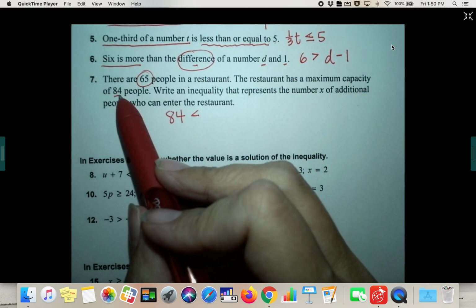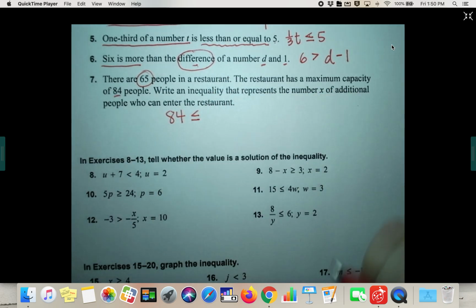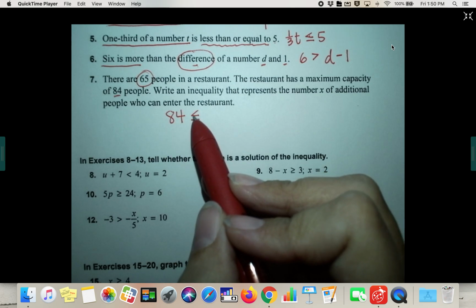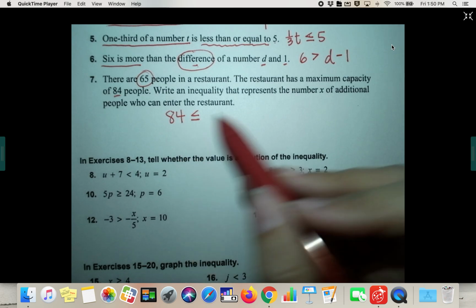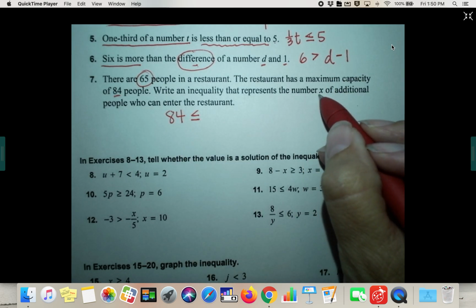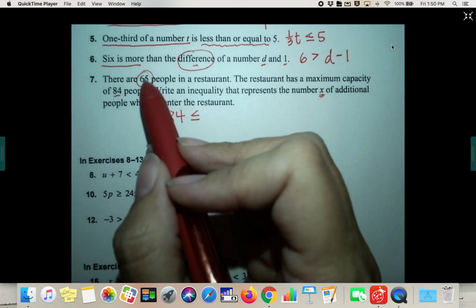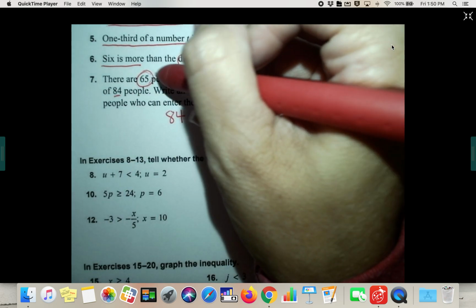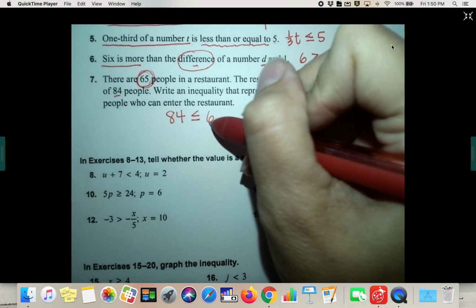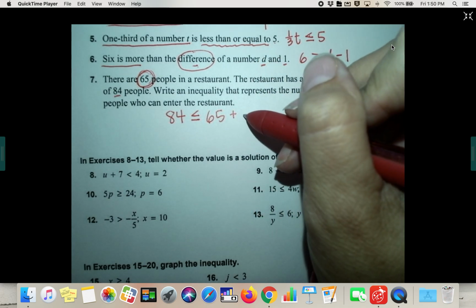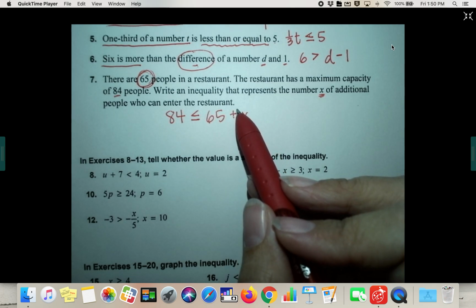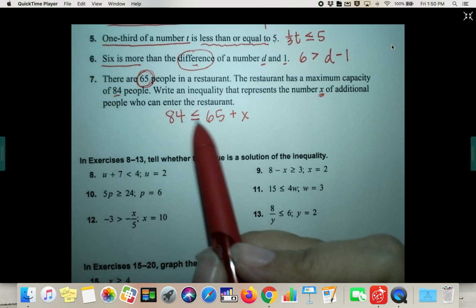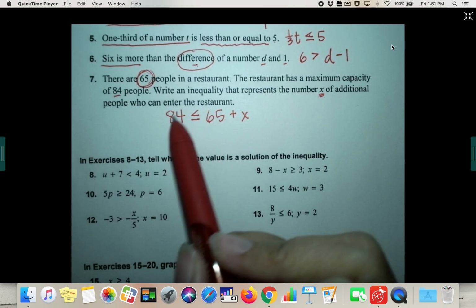Now, it could have 84 exactly. It's just that that's the maximum. So it could be or equal to. So 84 has to be less than or equal because that's the most we could have. Okay, and what we're trying to represent is the number X individuals who can enter the restaurant when there are already 65 people there. So we could have 65 plus a number X amount of people, and this number has to be, I think I wrote this backwards. 84 is less than, yeah, I wrote this backwards.